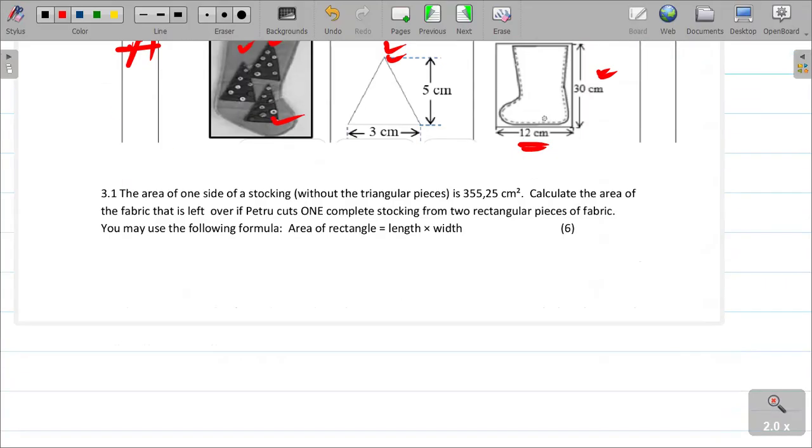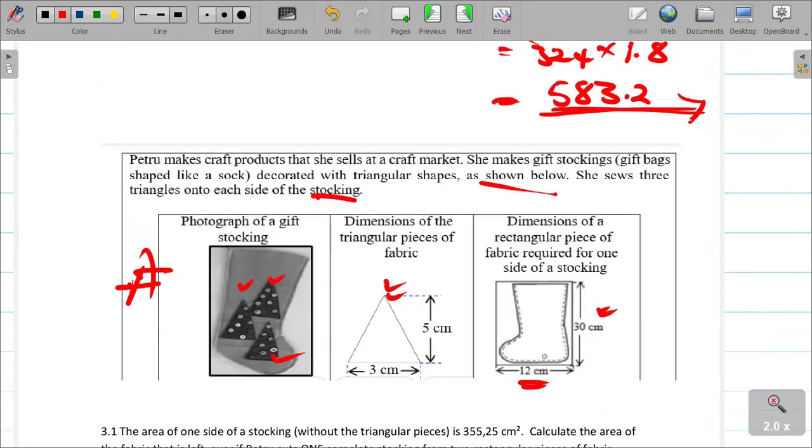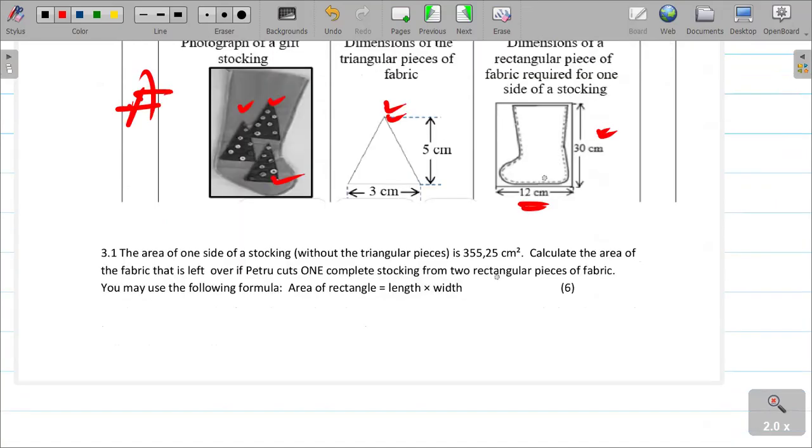But then let's go to the question. We want to calculate this one. The area of one side of the stocking without the triangular pieces is 355.25. Calculate the area of the fabric that is left over if Petros cuts one complete stocking from 2 rectangular pieces of fabric. You may use the following formula here.